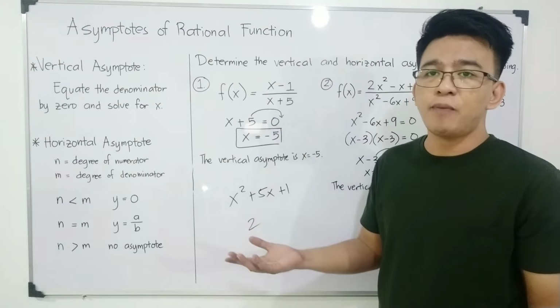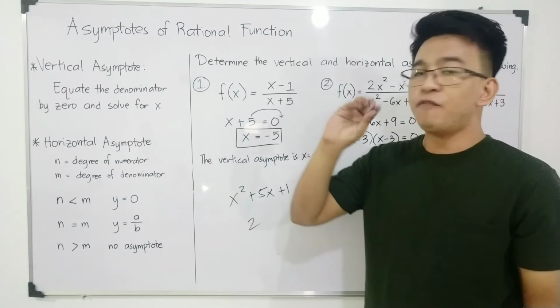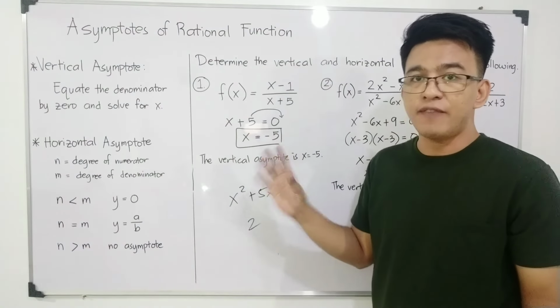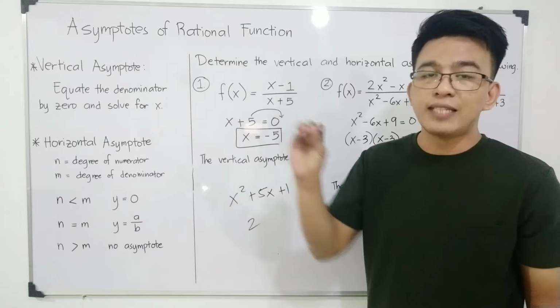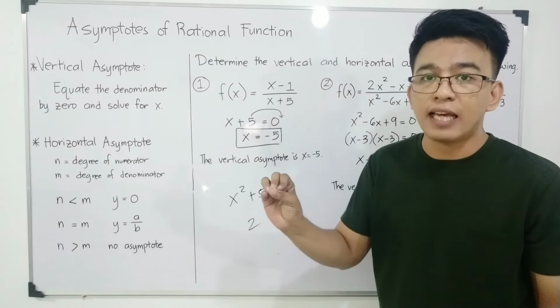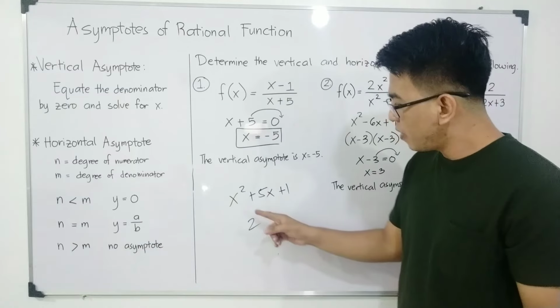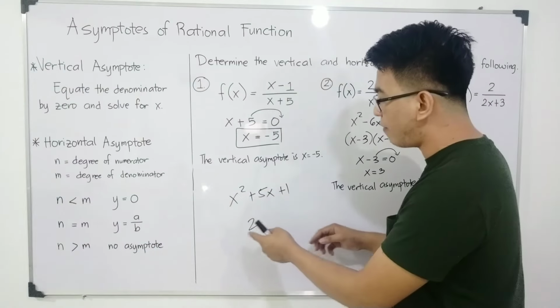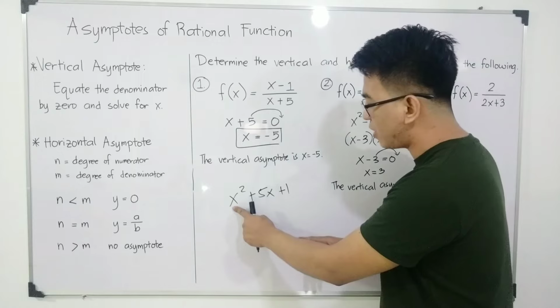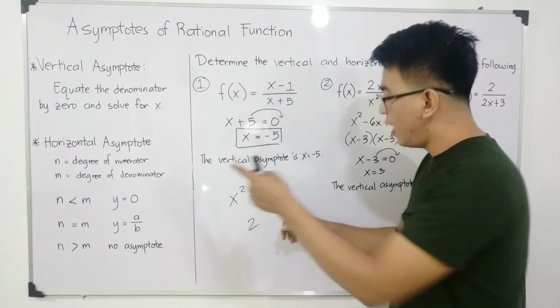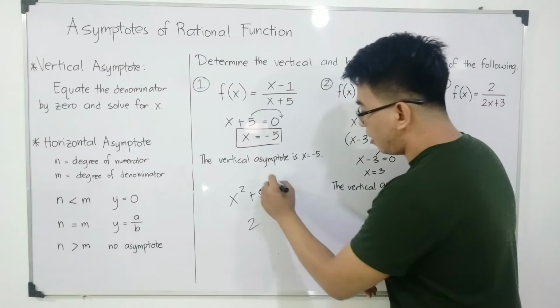To find the degree of the polynomial, simply check for the variable and see what is the highest exponent existing in the variable of the given polynomial. Here, we have two variables. We have two x's here. We have here the x1. This is the first x, and this is the second x.